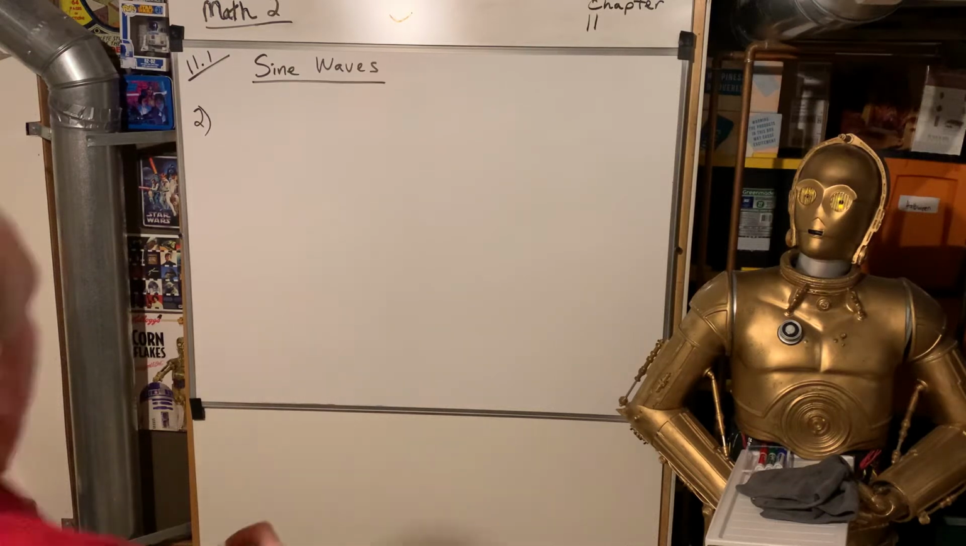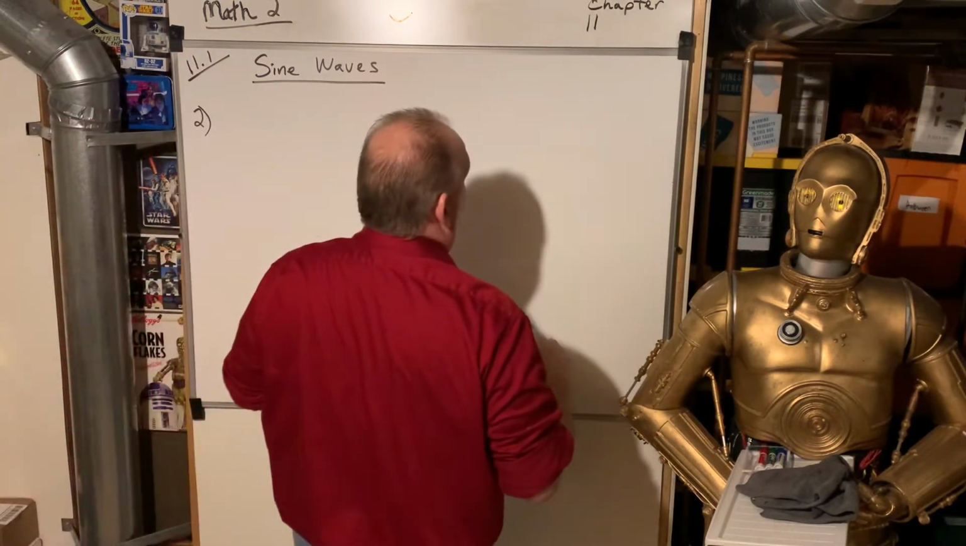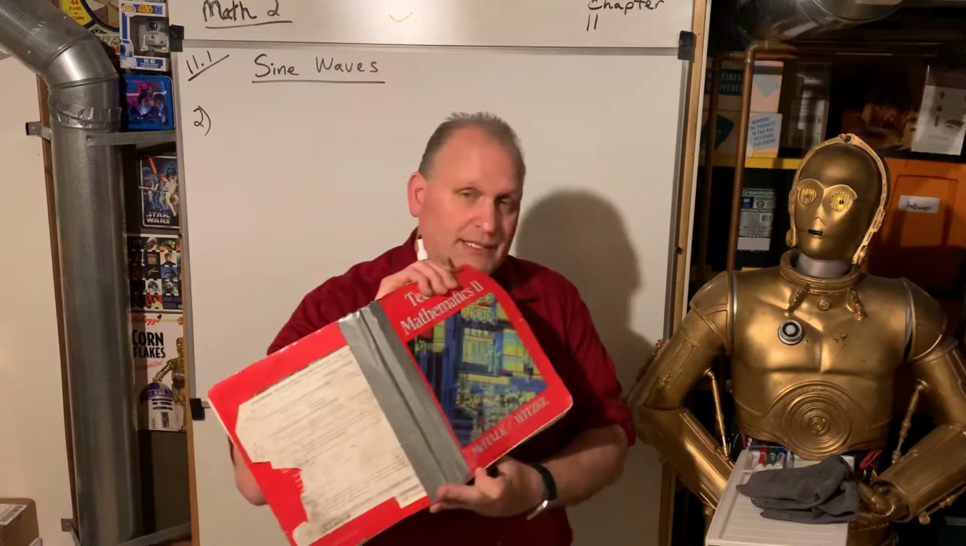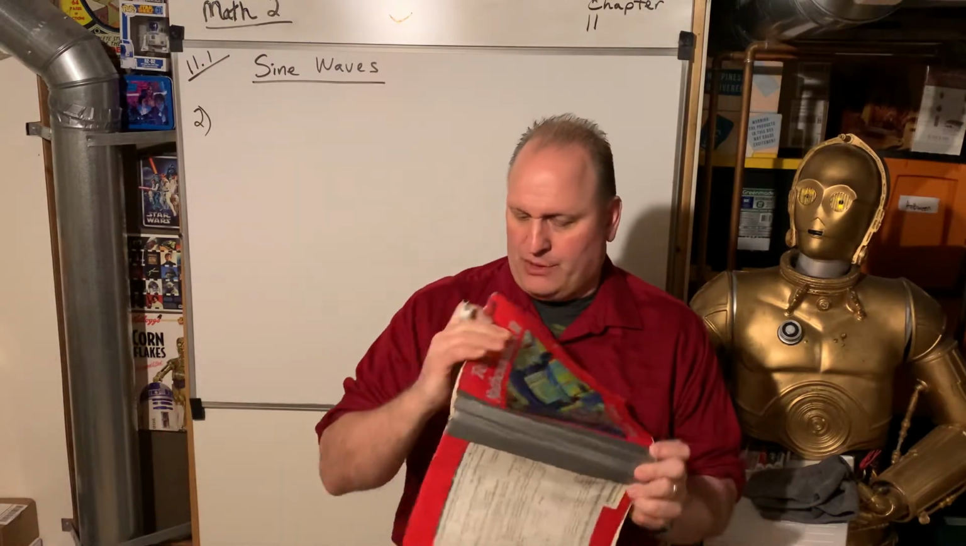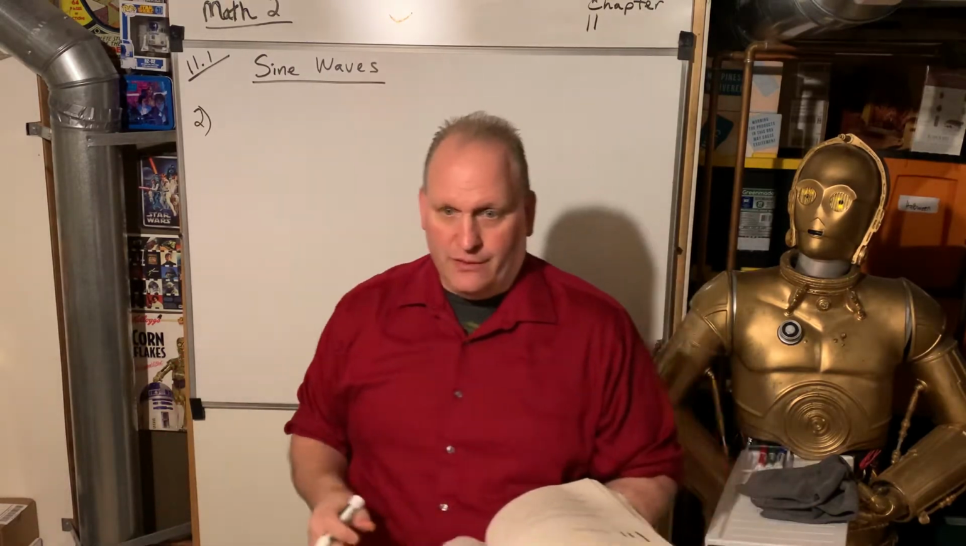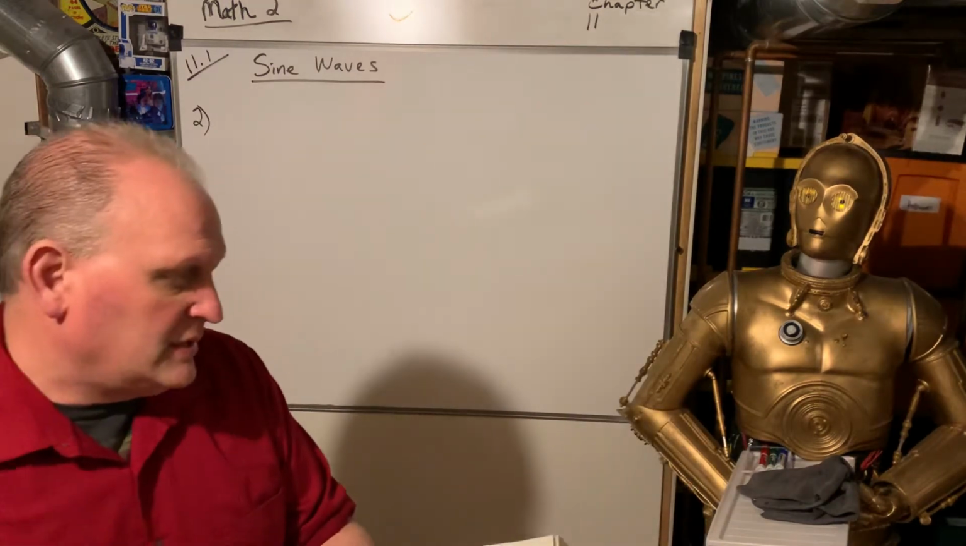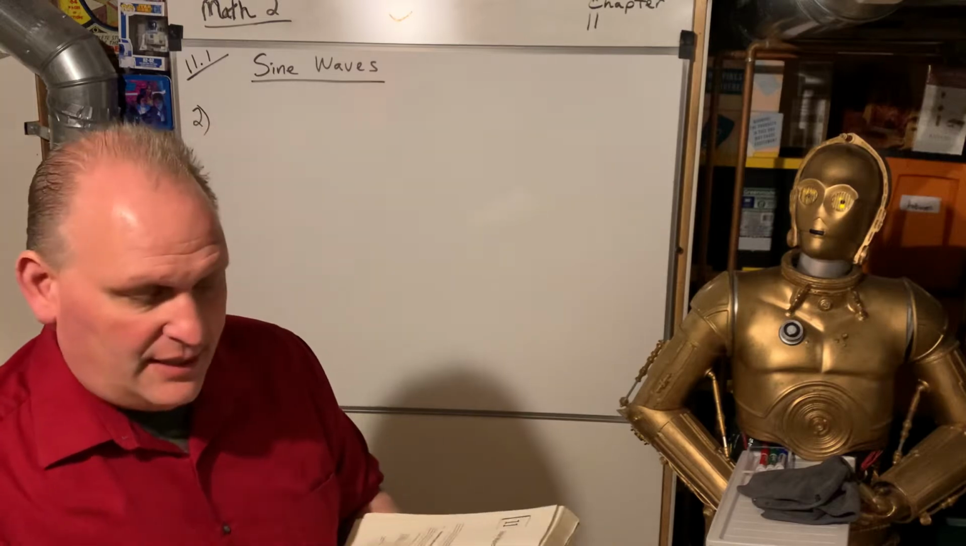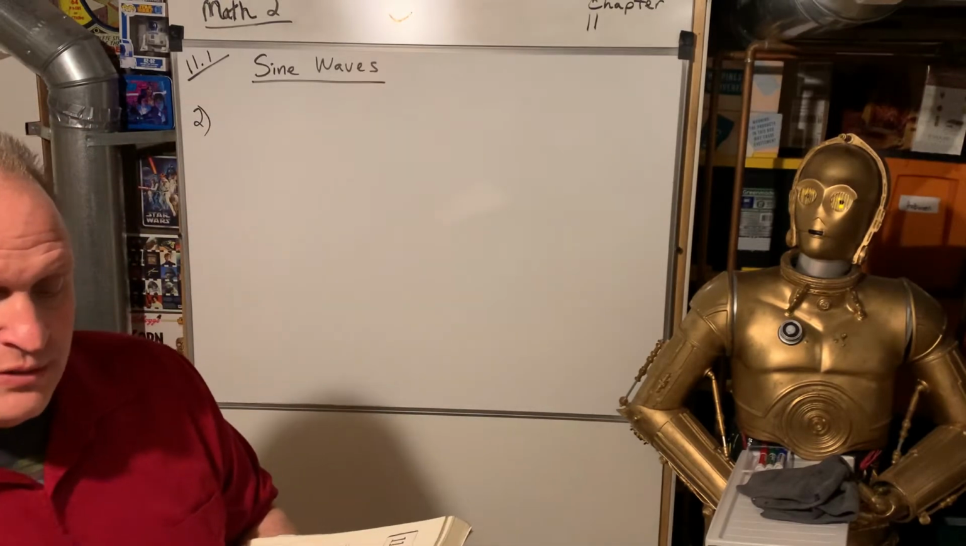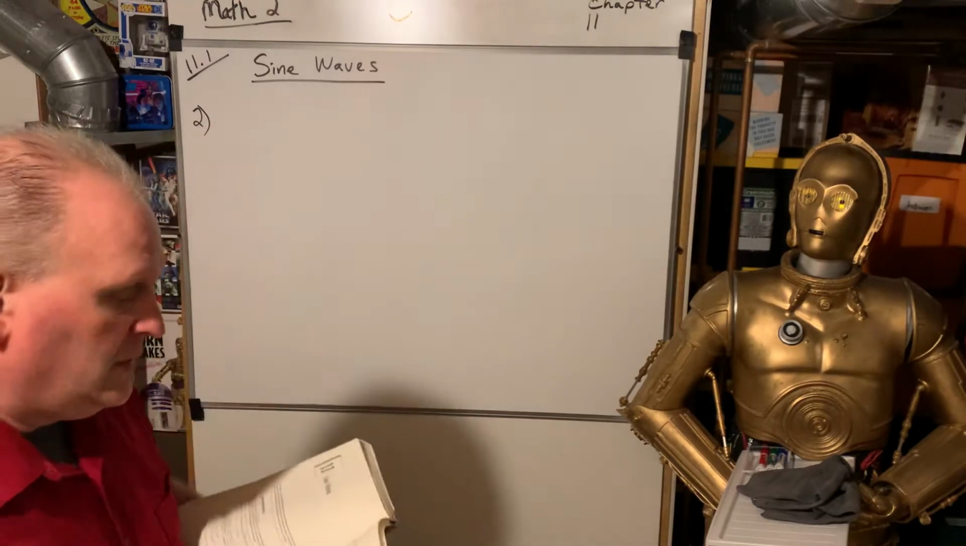Okay, we are back. This is Techmath2. We're looking at Chapter 11. We are back into the Red Book. Yay, Red Book. We'll be using the Red Book for the remainder of the semester now. So we're taking a look at Chapter 11, on page 474 in the Red Book. And we're looking at number 2.